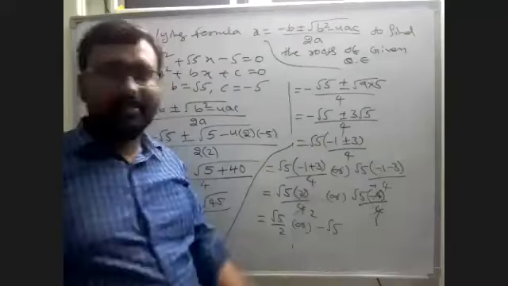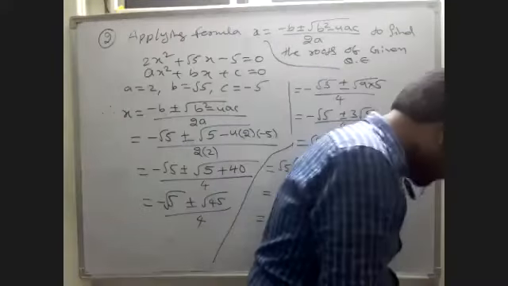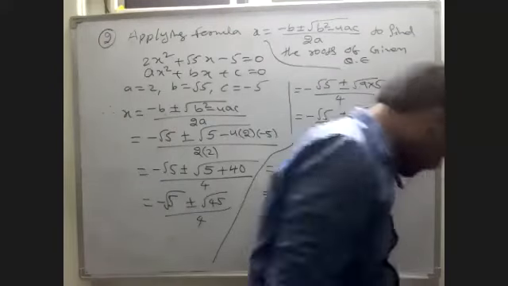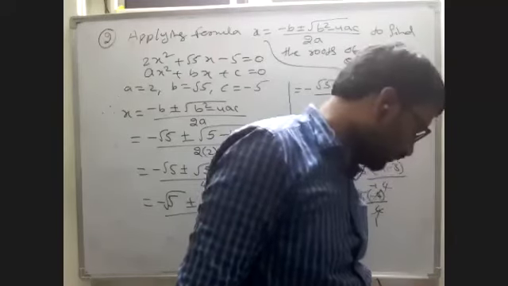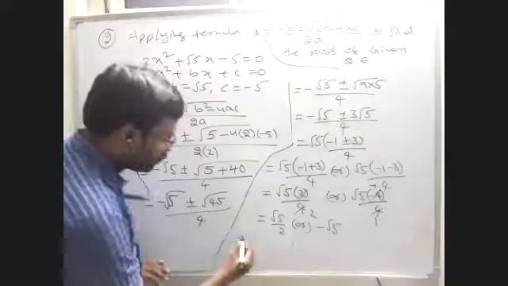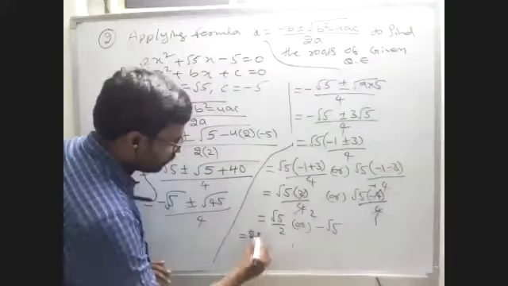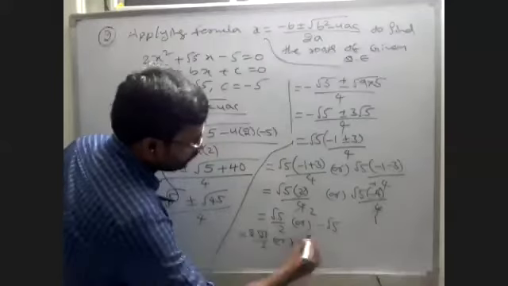√5 by 2 is there. Now you have to know what is the value of √5. Here I am giving the value of √5, but in the exam you have to find what is the value of √5. So your √5 value is 2.23. 2.23 by 2, or one more value is minus √5.